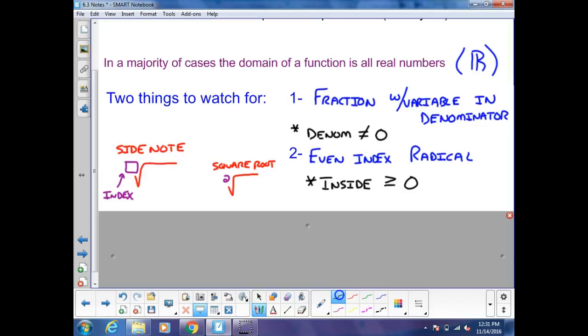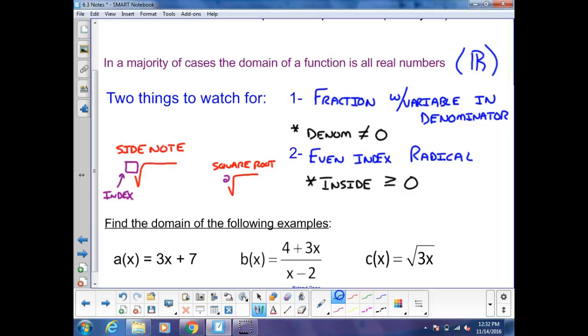If your answer is yes to one of them, then you've got to either set the denominator equal to 0 and solve for it, and that becomes a restriction in your domain, or you've got to set the inside of the radical, the radicand, if you will, greater than or equal to 0 and solve for it, and that gives you restrictions. Let's put that to work.